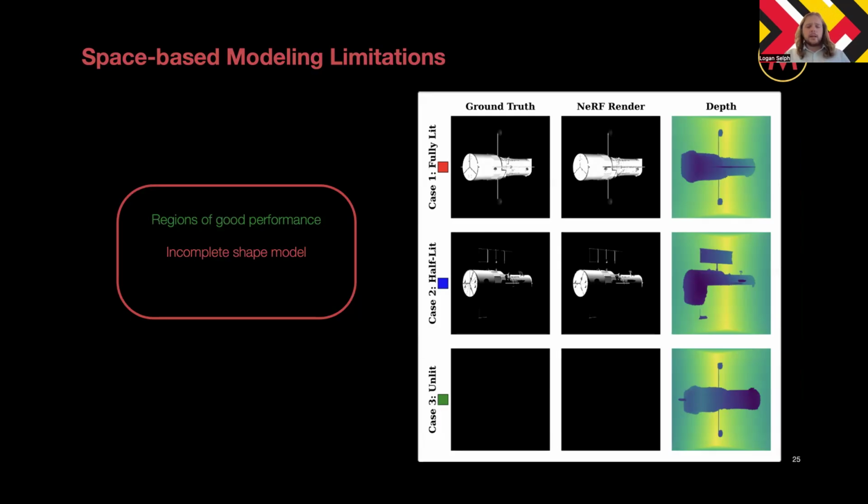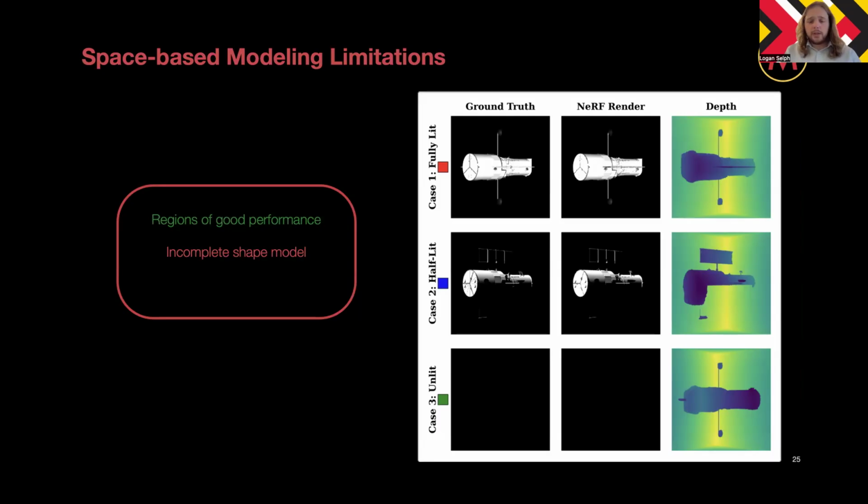And this is to be expected. We have very severe shadowing, especially as you can see in case two and case three, where half the spacecraft, or in some cases all of the spacecraft, is just about indistinguishable from the background. This means that when the NeRF is training on it, it has nothing to discern the shape in these shadowed regions. So, in the worst cases, it says there's nothing there.